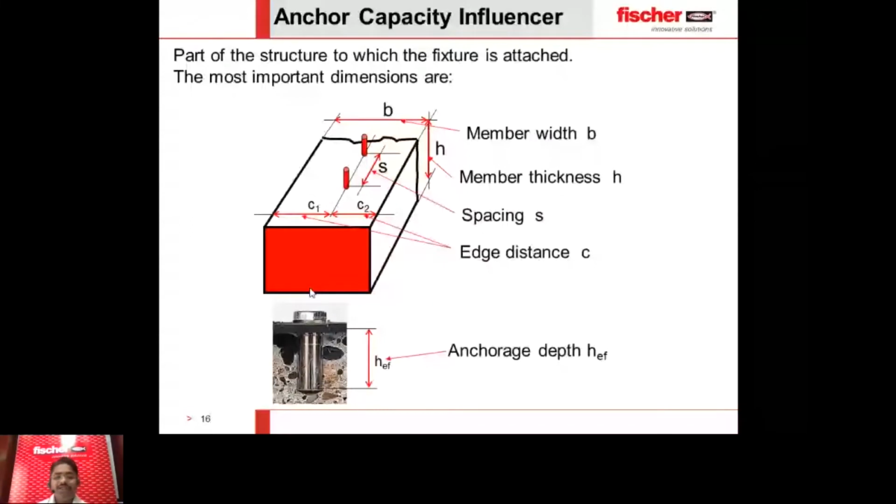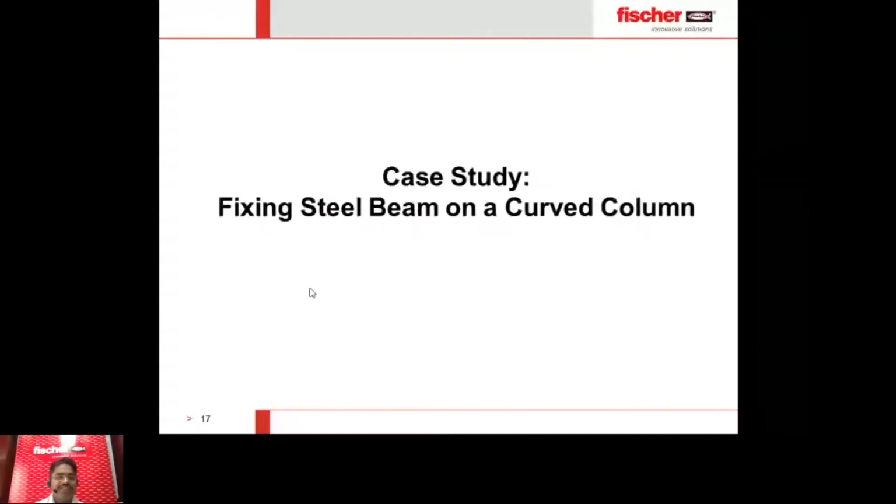So let's go towards the case study: fixing a steel beam on a curved column. It can be steel beams, or it can be any kind of base plate you are fixing on a curved column. But how should the approach be, how will it be solved, and what is there?